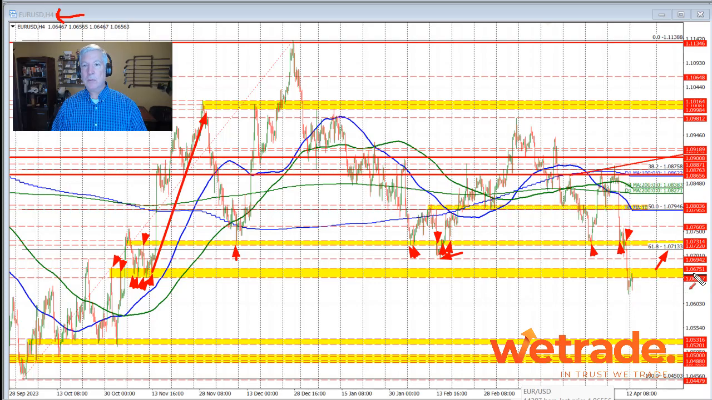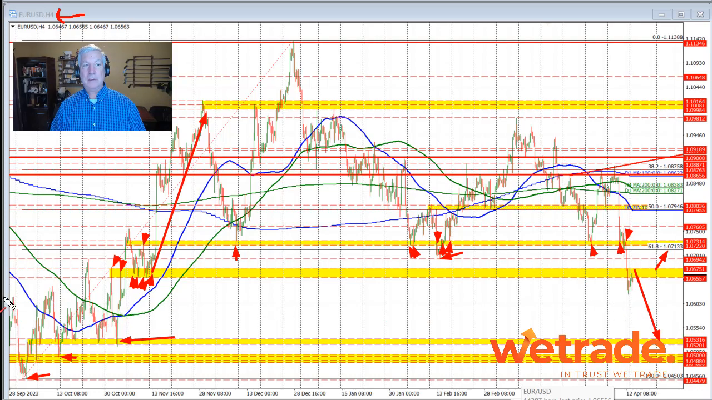So watch this level up to 1.0675. Staying below that level keeps the bears more in control, and then on the downside we'd have these other lows down through here as target areas for the pair, including 1.0520 and 1.05316.